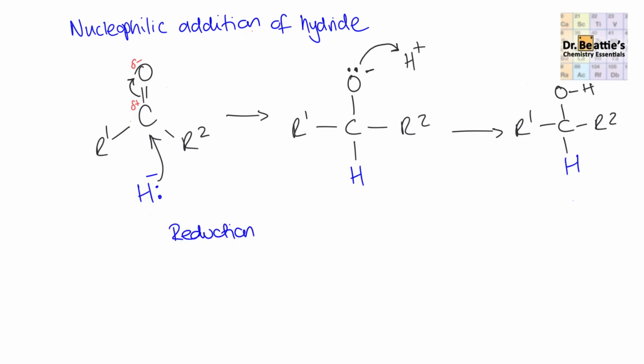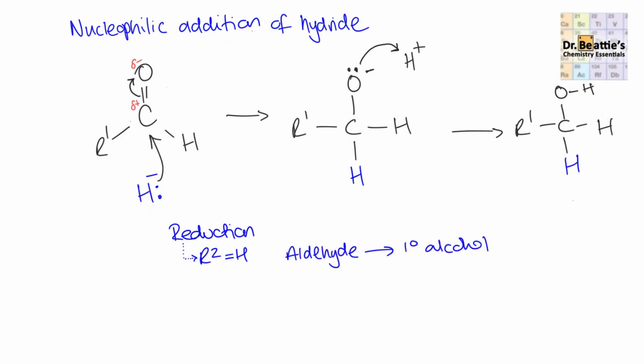If R2 is a hydrogen, what has happened is you have taken an aldehyde and you have reduced it down to a primary alcohol. And we know this product is a primary alcohol because the carbon that is directly attached to the oxygen has only one other bond to a carbon. Because remember, this R1 group is an alkyl group. The overall equation for this will look like this.